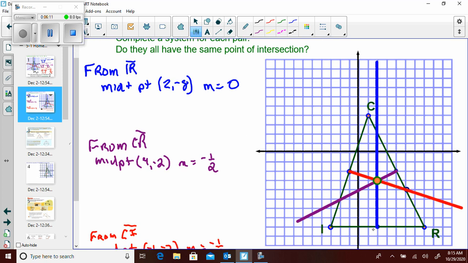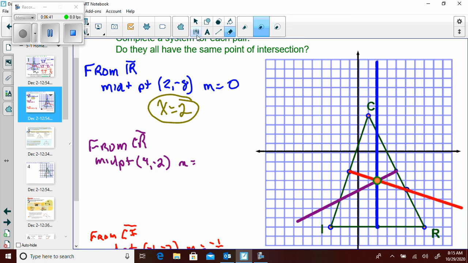So if this slope here is 0, the perpendicular slope is going to be undefined. So this equation here is just going to be x equals 2. That's the equation of this, x equals 2. Okay. And then this right here, I gave you the wrong one. We'll just fix that real quick.